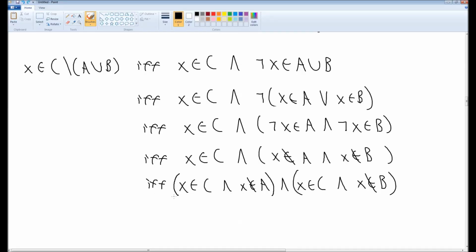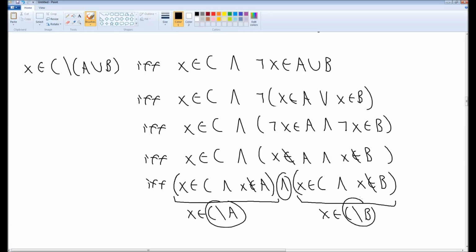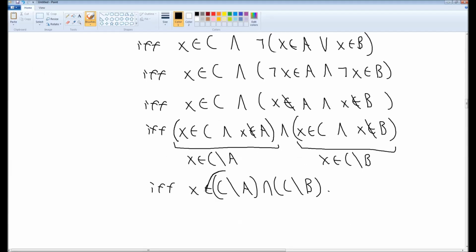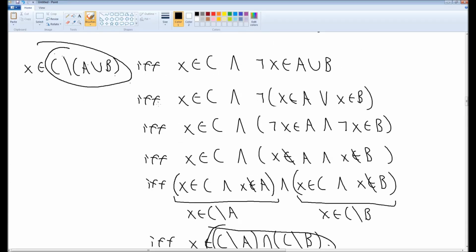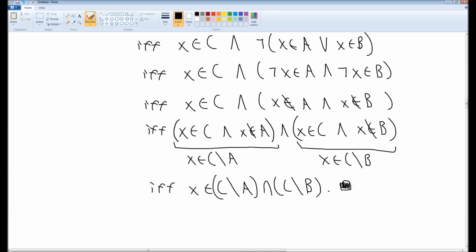And why am I doing that? Well, that's because the first part here is just the same as saying X is in the set difference of C and A. And then the second part is the same as saying X is in the set difference of C and B. So when I say X is in this set and X is in this set, that's the same as saying X is in the intersection of those two sets. So that's the same as saying that X is in this set. So we've proven this set is equal to this set. And so that proves both of De Morgan's laws.